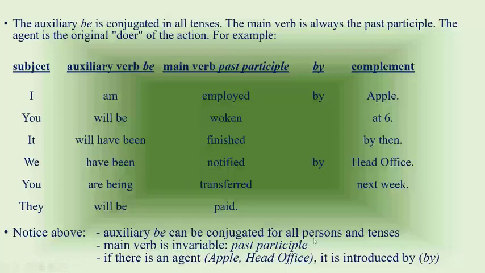The auxiliary verb can be conjugated for all persons and tenses, as we see here: I, you, it, we, you, they. The main verb is an invariable past participle. Invariable means not changeable, always in past participle. If there is an agent, Apple or head office, the doer, the original subject, it is introduced by the word by, which means this term refers to the original subject, Apple or head office or anyone.